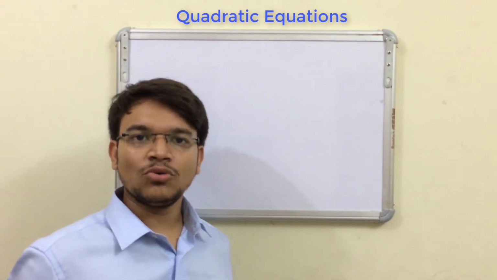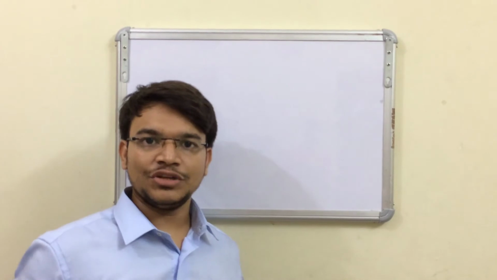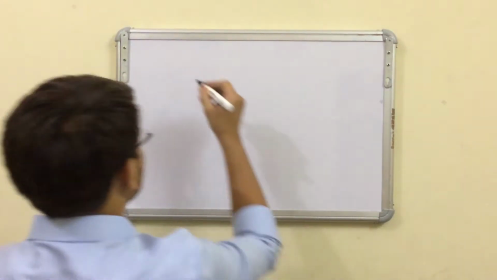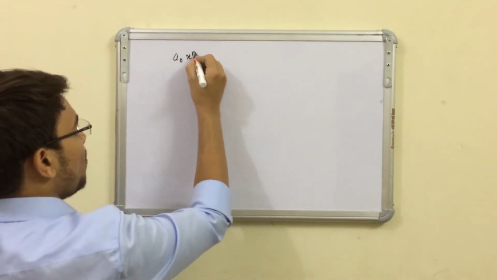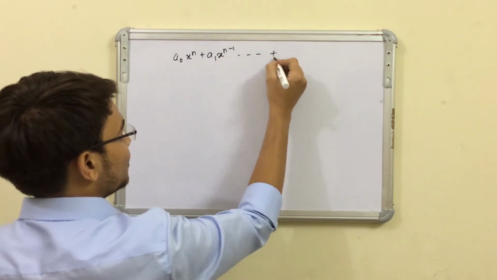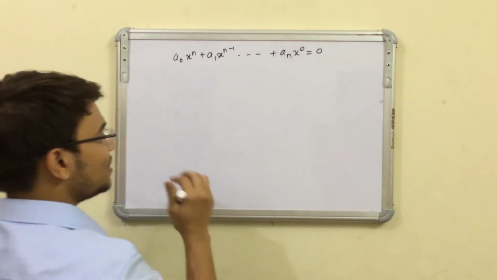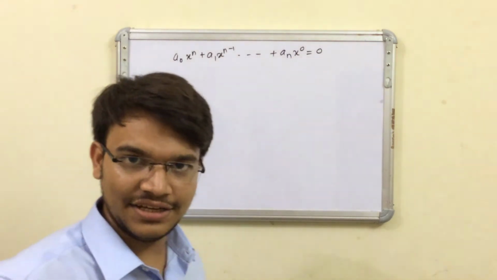Today we are going to discuss the quadratic equation and its basics. Let us start with the polynomial equation of degree n: a0 x to the power n plus a1 x to the power n minus 1 plus ... plus an x to the power 0 is equal to 0. This is the polynomial equation of degree n.